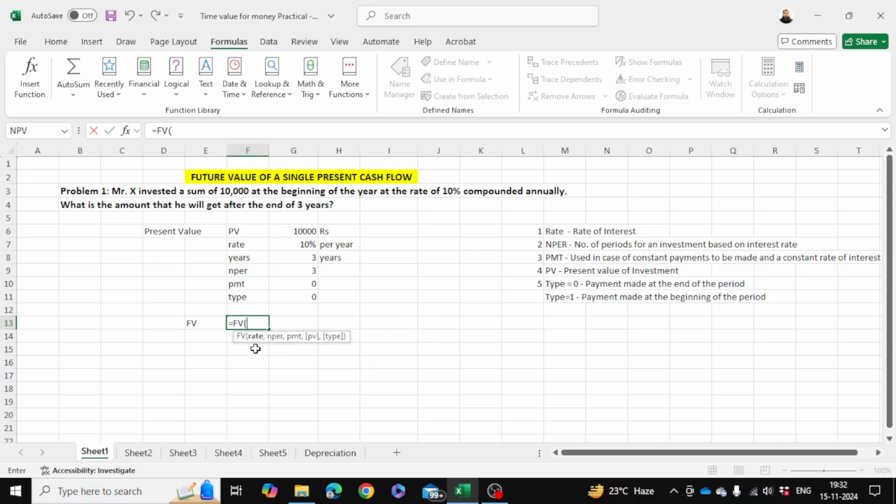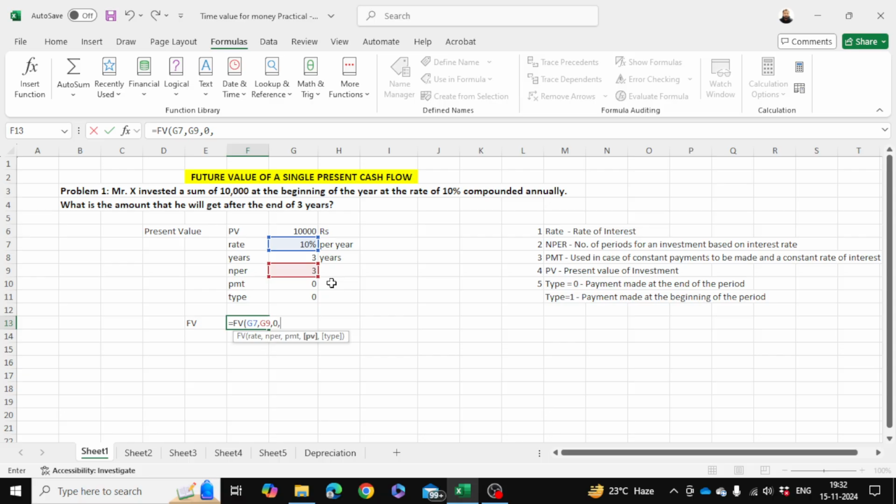Then future value, what it is demanding? It is demanding rate, period, PMT, PV, and type. Okay, so what is the rate? You have to select the cell. So effective rate will, there will be no change, so you can directly select the cell where you find the rate. Then you have to specify the end period, right? What is the PMT? PMT is not given, so you can write it down 0 in this case, or you can select the cell also.